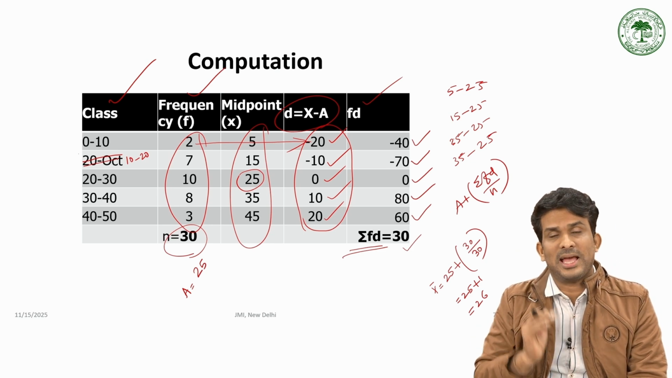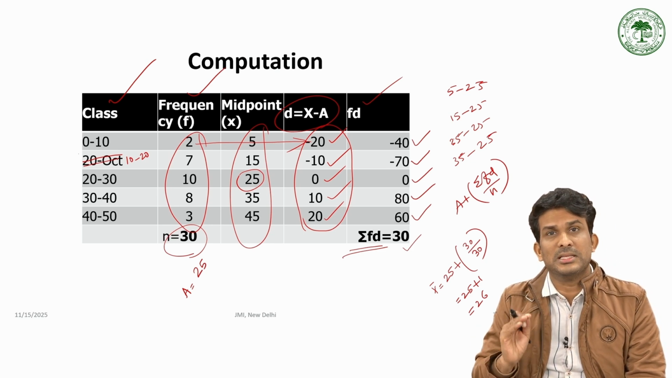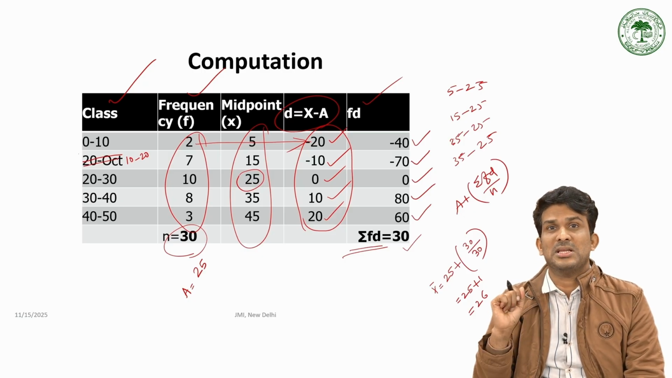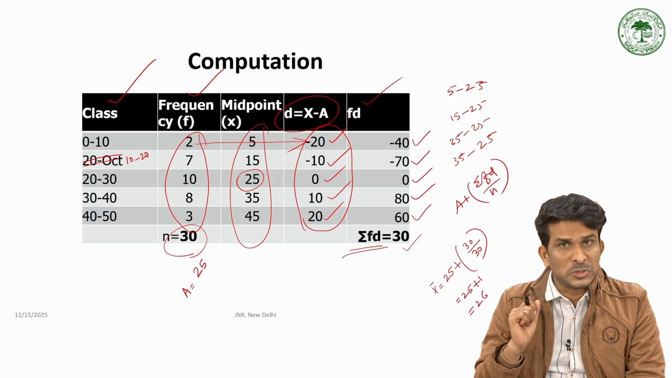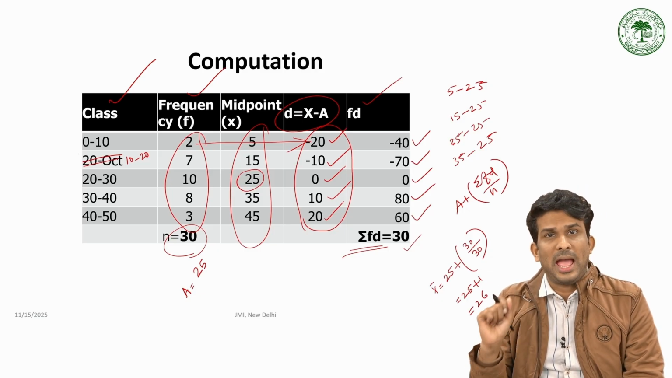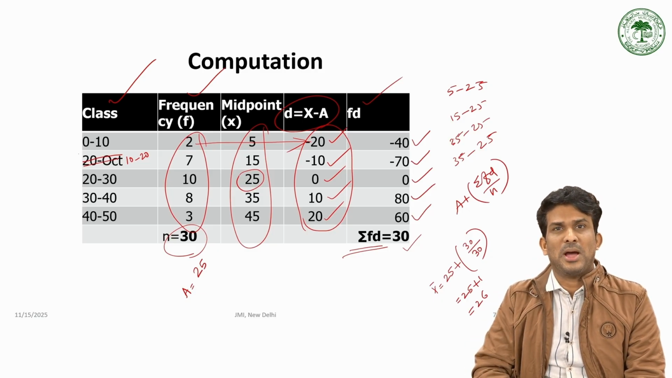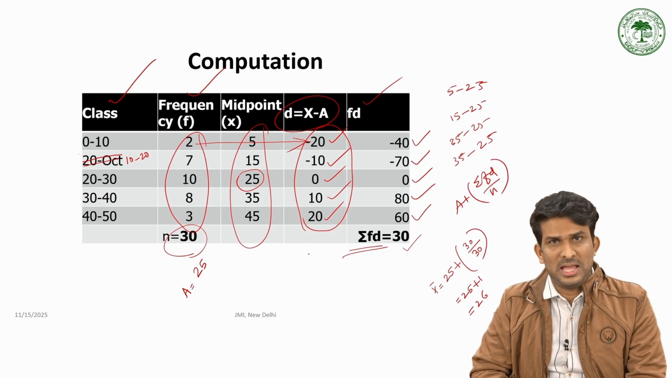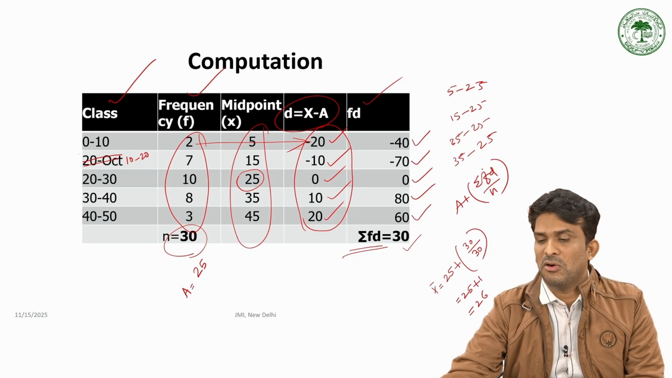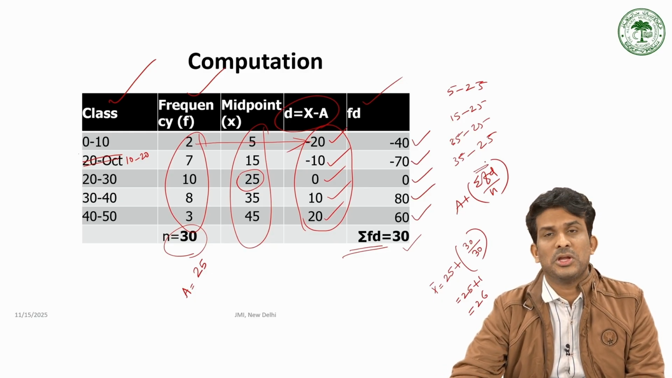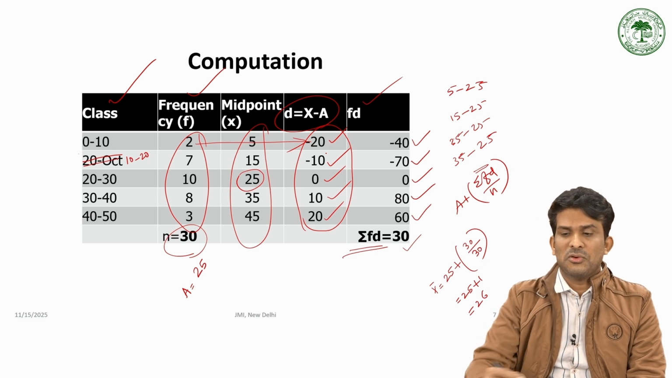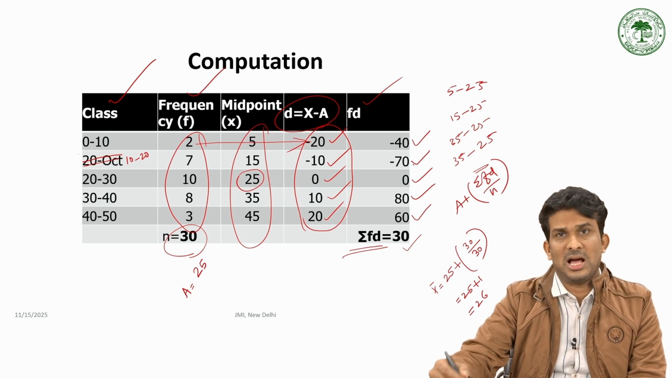Next, you have to find another term, that is D. D is the difference between the corresponding midpoint and the assumed mean, x minus a. For every class we find x minus a. Once D is clear, we go for the term FD. In order to find FD, F is multiplied with D. So we got FD for each class.